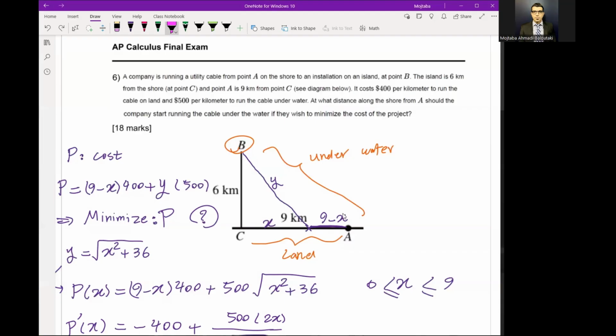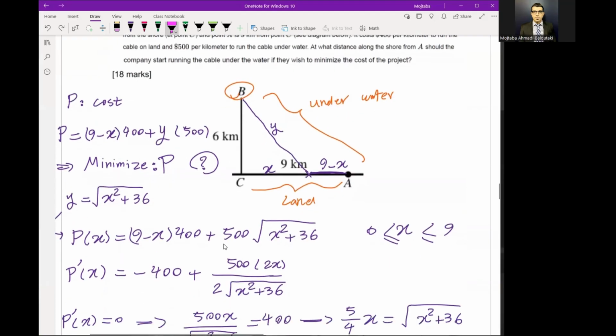So this would be 9 minus x. So this length of cable is on land, so 9 minus x times 400, and then y value here, right, times 500, and we'll try to minimize this. So we have x and y. We need to find one of them in terms of the other. So y here can easily be found from this triangle. y squared is 6 squared plus x squared, right? There you go. So we're going to substitute the y in there.